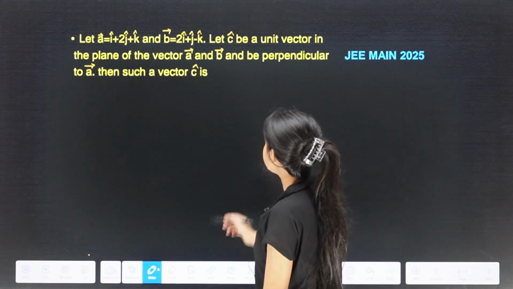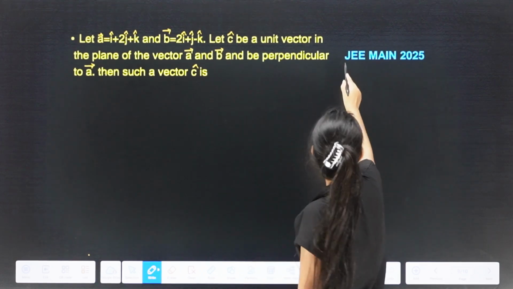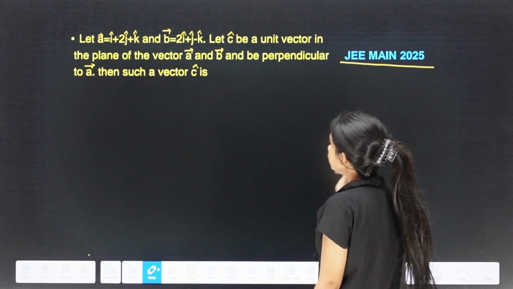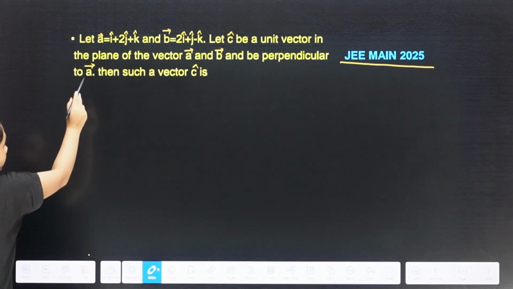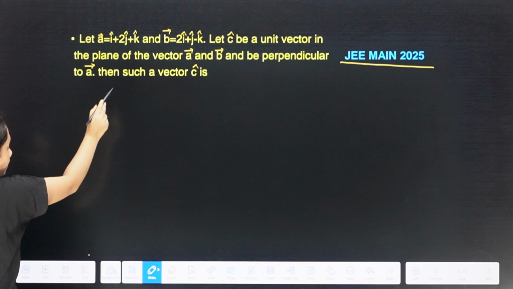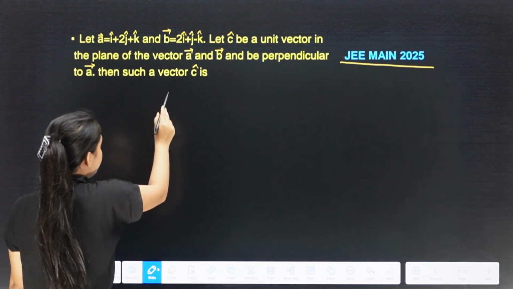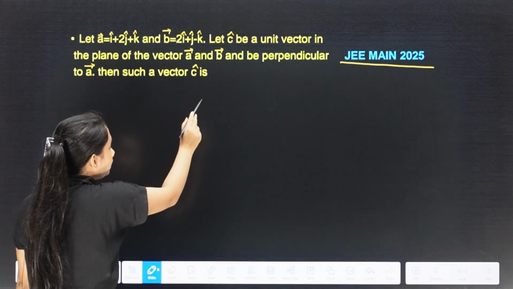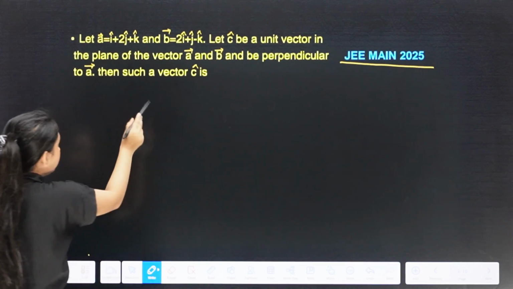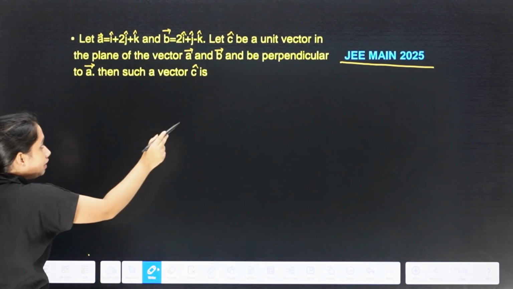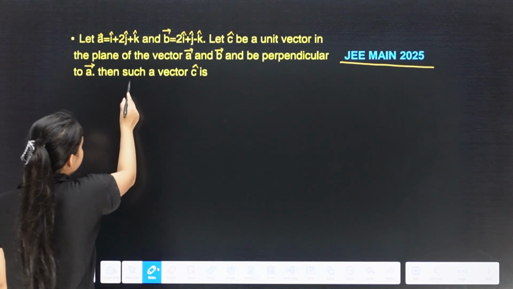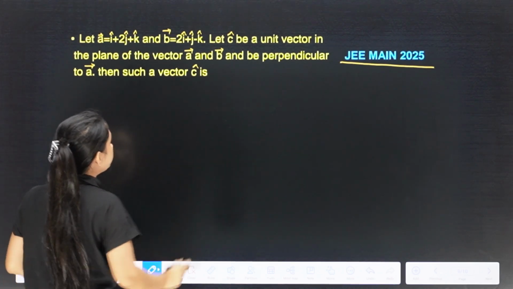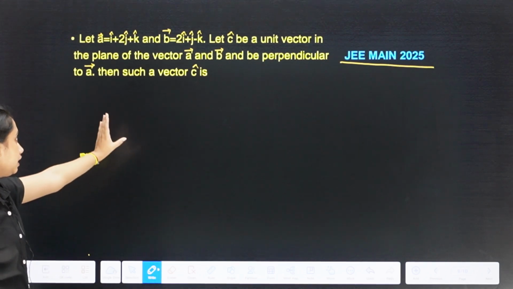Today we are going to discuss a question that came in JEE Main 2025. Our question is: let vector a equal i plus 2j plus k and vector b equal 2i plus j minus k. Let c be a unit vector in the plane of vectors a and b, perpendicular to a. Then such a vector c is. So we are asked to find the vector c.